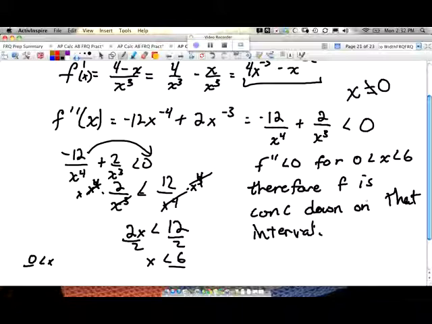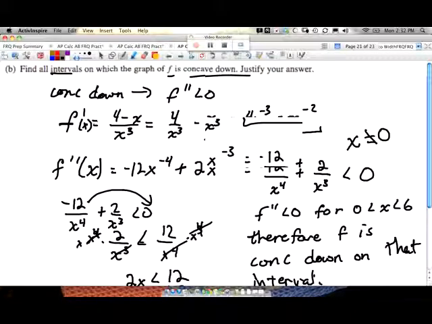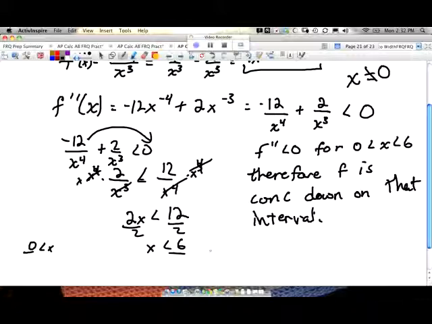Whew, that was good. Now let's say you weren't sure how to figure that out. What you could do is set it equal to 0, and what you would find out is that it equaled 0 when x equaled 6. Then you would take a little chart and say x, f double prime, and you'd start at 6, and check before and after. And what you would find out is that it's negative here and positive after. So from 0 to 6, it's negative the whole time, and positive after that. So you would look at this interval from 0 to 6. You would have got the same thing.